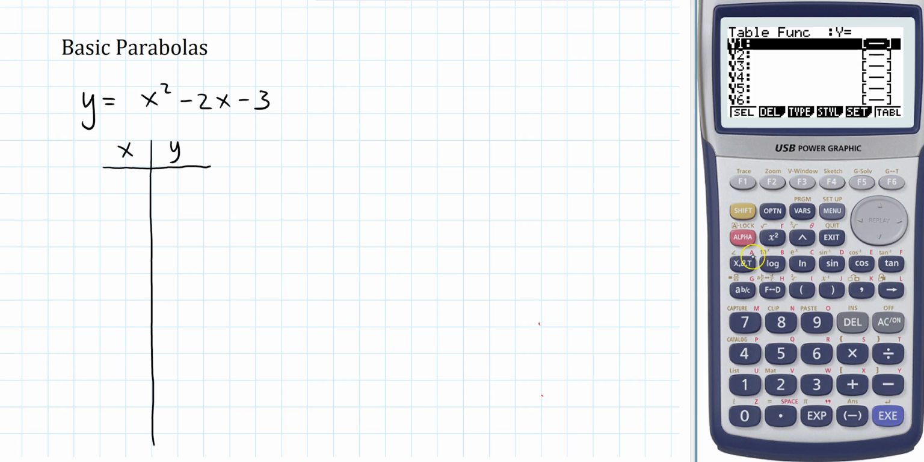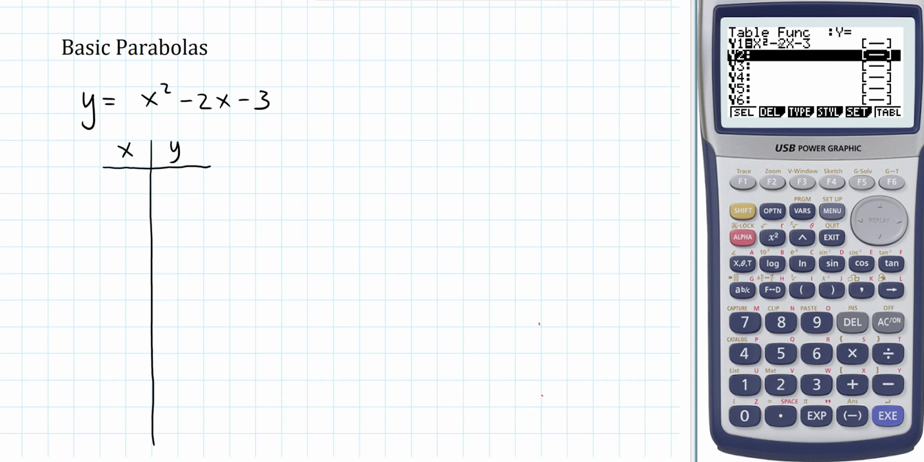Now I'm going to enter the equation in. I'm going to use this button over here, the button below the red alpha one, to give my variable x. So press x, and I'm going to square it, minus 2x minus 3, and then press execute, and you'll see that you have now entered the equation onto the calculator.